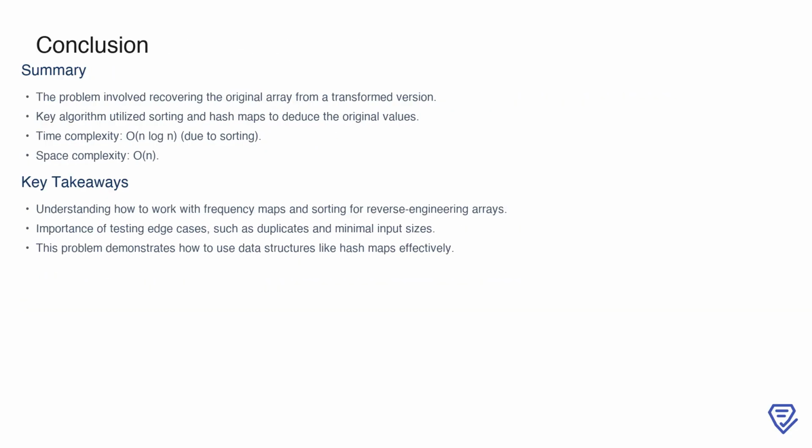To summarize, we solved problem number 2122 by leveraging sorting and hash maps to reverse engineer the original array. We discussed the time and space complexity and highlighted key takeaways, such as using frequency maps and edge case testing.